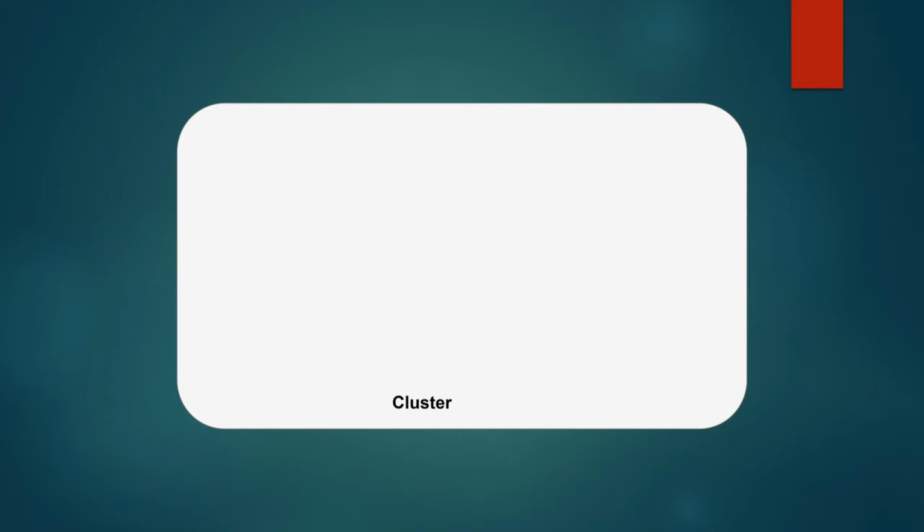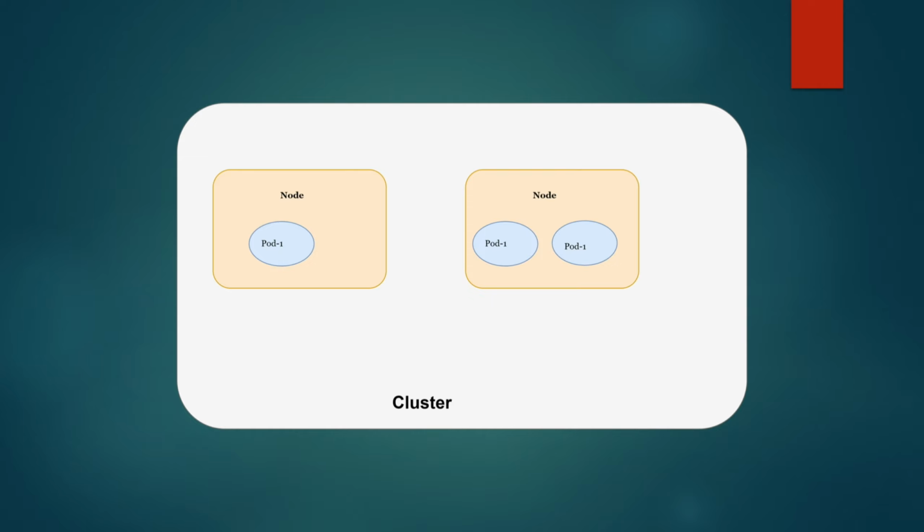So you can consider this is a cluster, okay, and inside the cluster we can have one node or more than one node. We can have even 100 nodes, 50 nodes. It depends on cluster configuration. And inside a node we can have pods. Inside a node we can have one pod, two pods, 100 pods, 50 pods. So let's consider another node where we have two pods.